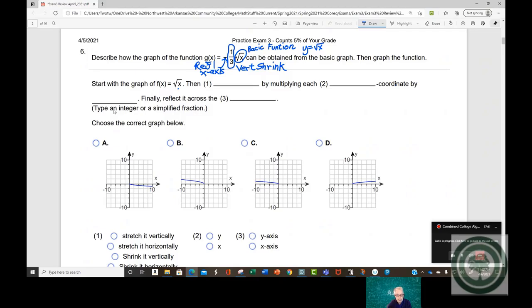Then, by multiplying each coordinate by... Well, that's not really clear. But the only time that we talk in this class about multiplying a coordinate by a number is when we're talking about the vertical stretch or the vertical shrink. So when you do this on my math lab, you'll actually get a drop down box with stretch or shrink. Vertically shrink is what would be the right answer here because of that 1/3.